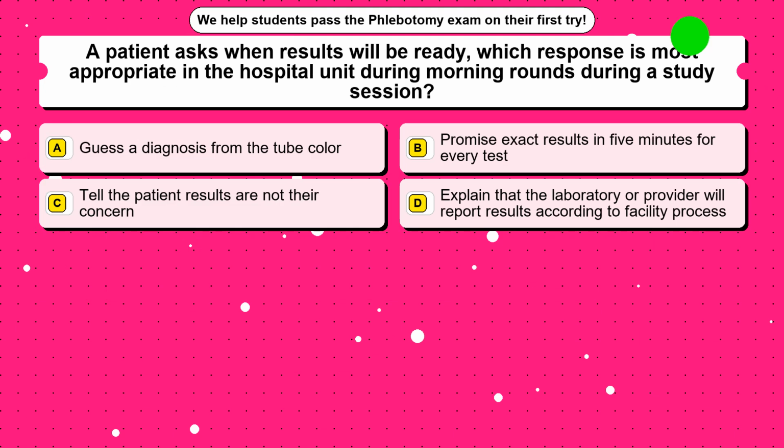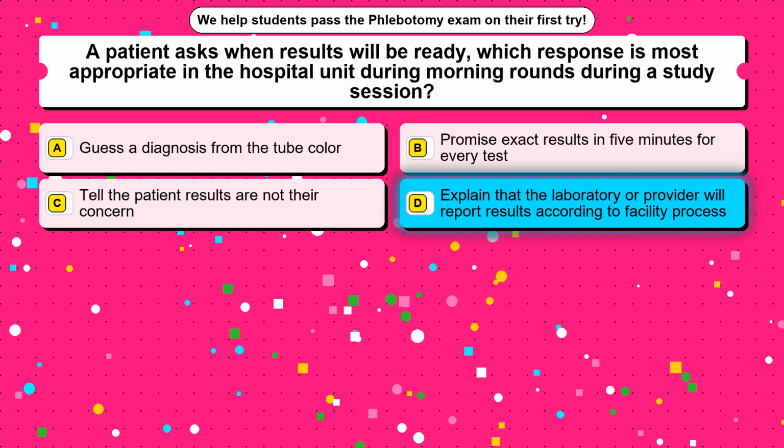Question 86. A patient asks when results will be ready. Which response is most appropriate in the hospital unit during morning rounds during a study session? Option A. Guess a diagnosis from the tube color. Option B. Promise exact results in 5 minutes for every test. Option C. Tell the patient results are not their concern. Option D. Explain that the laboratory or provider will report results according to facility process. The correct answer is option D.